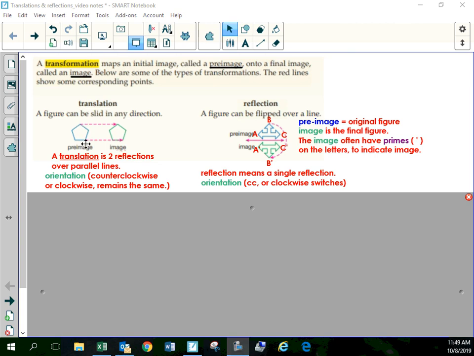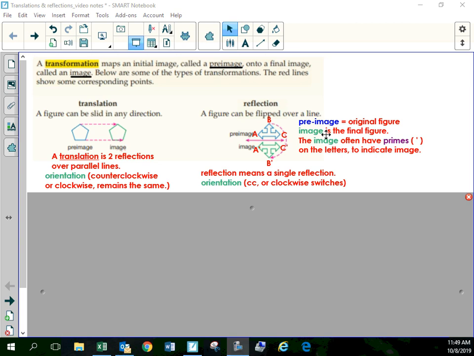So if the orientation for the pre-image is clockwise, the orientation for the image is going to be clockwise. That is one way to know that the figure was transformed and it was a possibility of a translation. Versus over here in a single reflection, the orientation is going to switch. So here's an example. If I call this point here A, this up here B, and this over here C, when I reflect that over this line, then A prime is here, B prime is here, and C prime is down here. It's reflected over the line.